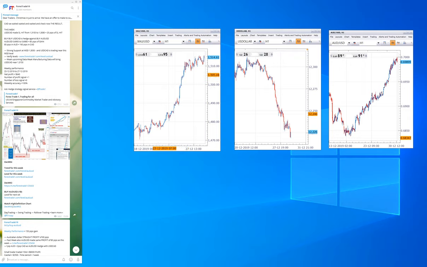Now the same thing with XAUUSD. As you can see, GBPUSD was rising throughout the week, right from 23rd December to 27th. But in XAUUSD, we made a very, very good profit, right from 1480 to 1515. So this is how hedging actually works.